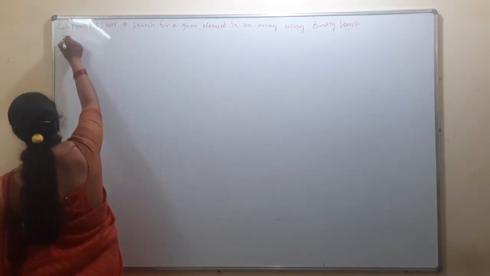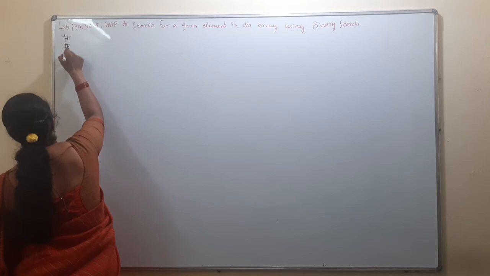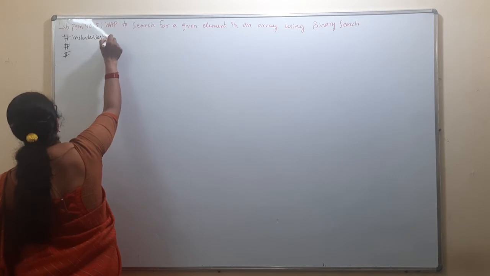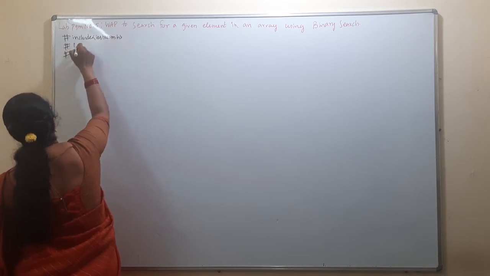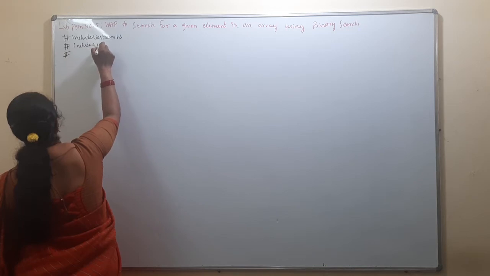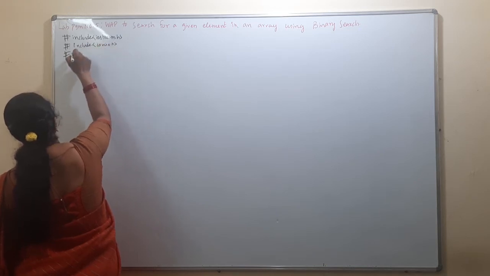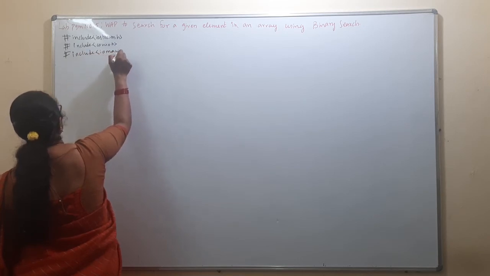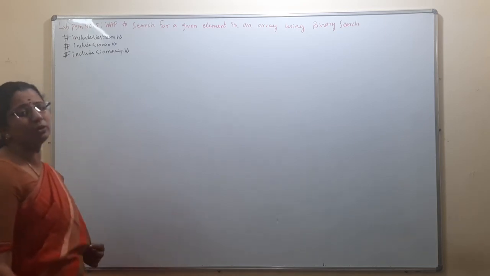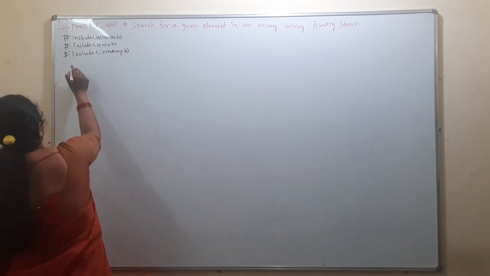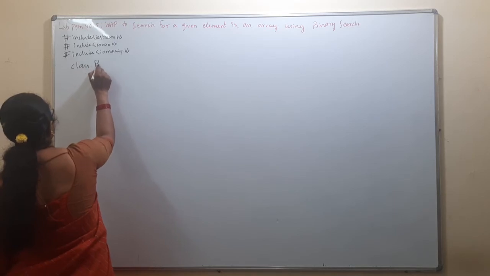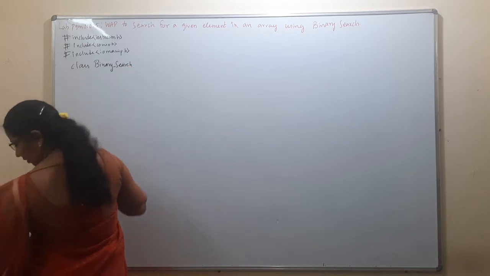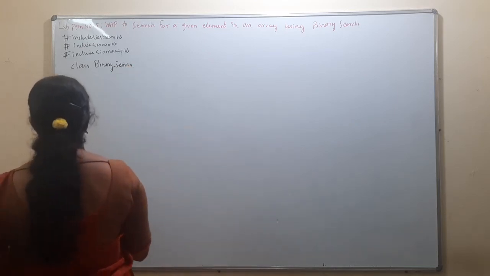So for this program we need 3 header files. One is hash include iostream.h, then hash include conio.h, then hash include iomanip.h. From the output point of view we are using setw, so iomanip.h. Then the class. We'll take the class name called binary search.